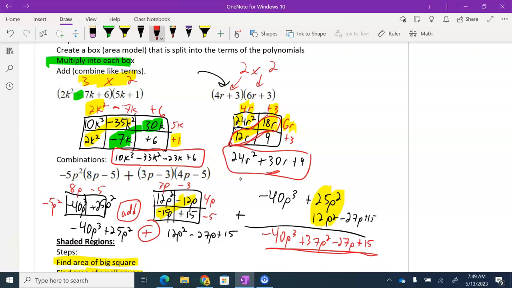And you basically do that no matter how big the polynomial is. So the first example over here, it's a bigger polynomial because it's 3 terms times 2 terms, but the process is the same. You'll just have to do more work.